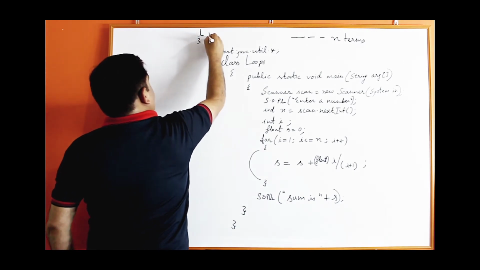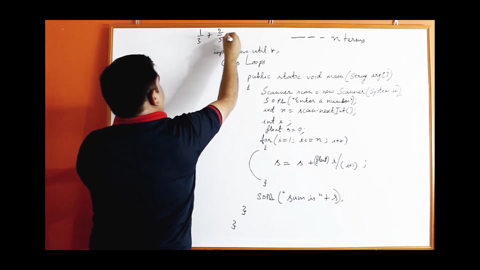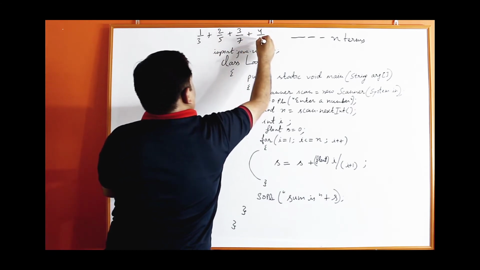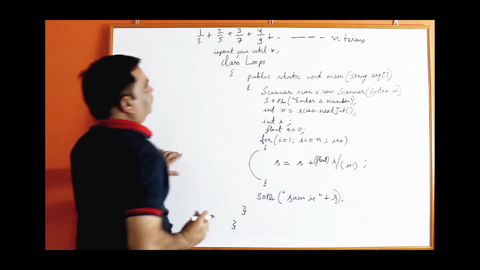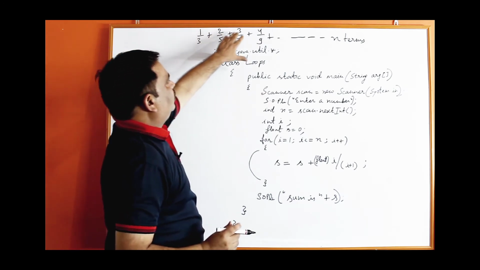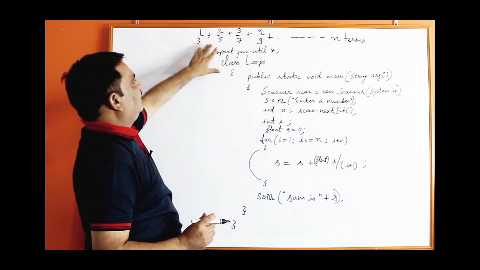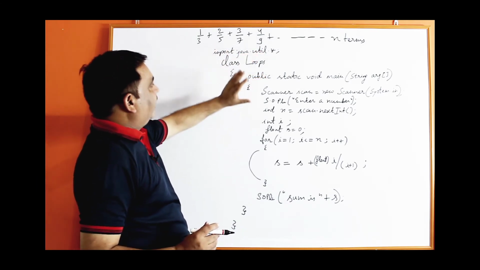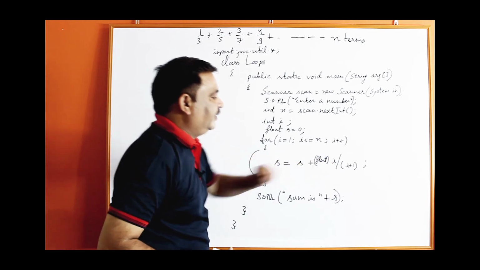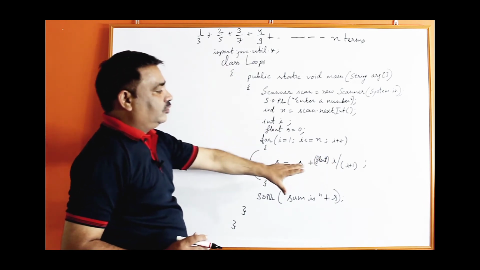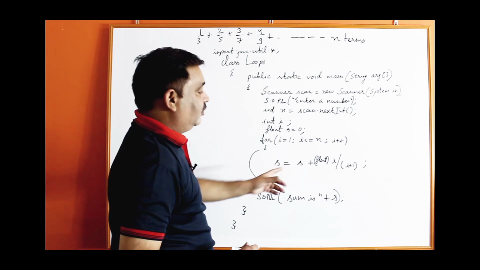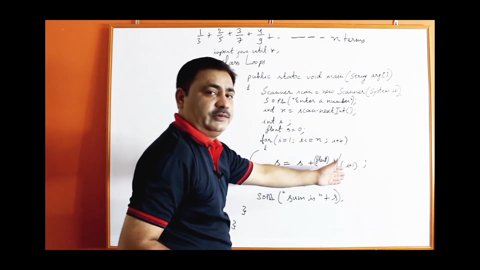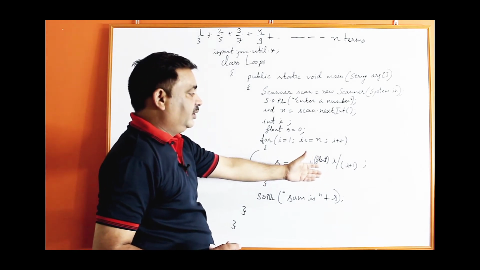1 upon 3 plus 2 upon 5 plus 3 upon 7 plus 4 upon 9 and so on. The numerators are 1, 2, 3, 4, but the denominators are 3, 5, 7, there is a constant difference of 2. So as the numerator you can use the variable i, and for the denominator, do not make it i plus 2, it will be wrong. 1 upon 3, the first term you will get, but you can't get the second term, 2 upon 2 plus 2, it will get 4, 2 upon 4, which will be wrong.